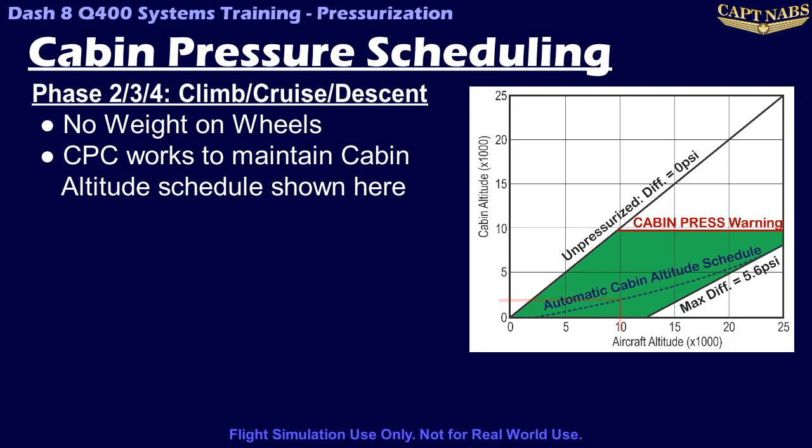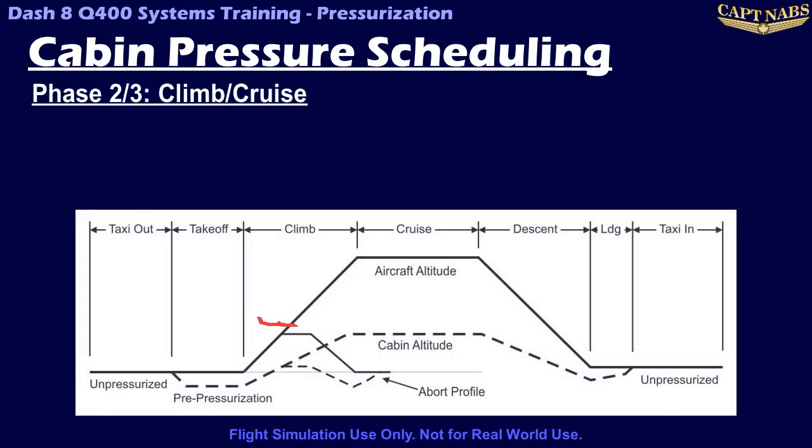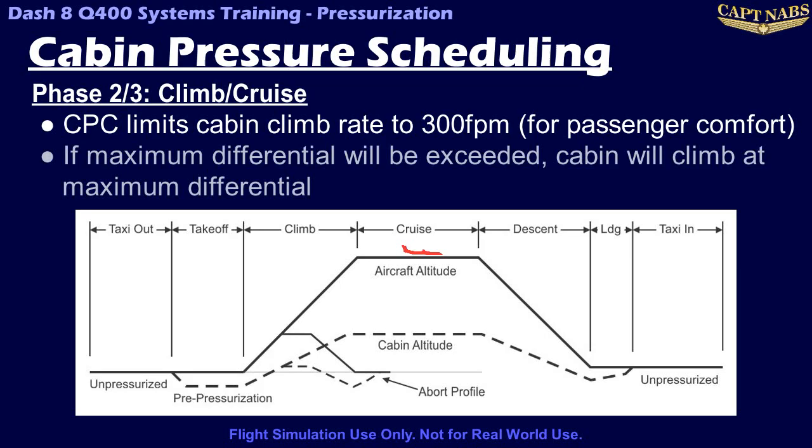The cabin pressure schedule represents a comfortable compromise that minimizes pressure differential at lower altitudes, which puts less stress on the airframe over its lifetime, while ensuring that excessive cabin climb and descent rates are not required at the higher altitudes. For the climb and cruise phase, the cabin climb rate is normally limited to 300 feet per minute to ensure comfortable changes to cabin altitude. This limit can be overridden if the cabin reaches the maximum differential, in which case the cabin will climb at the maximum differential, whatever this climb rate may end up being.